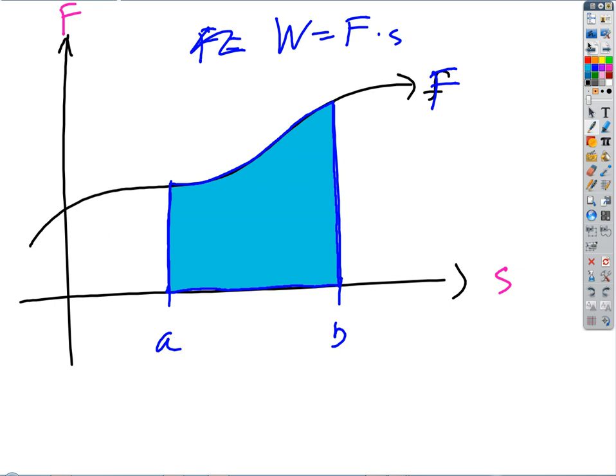Any ideas here how we can do this? And I know you're not going to have any ideas. What do you think? Do you have any ideas? Well, you've got to start thinking.